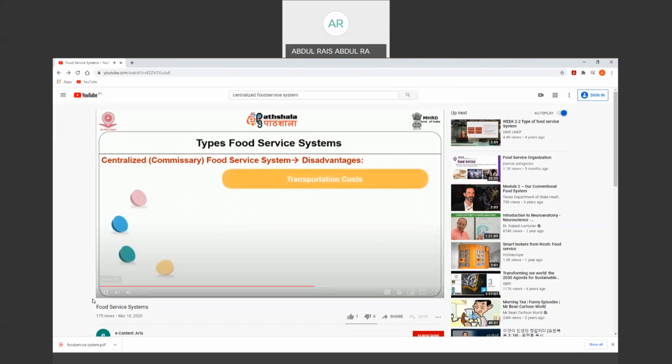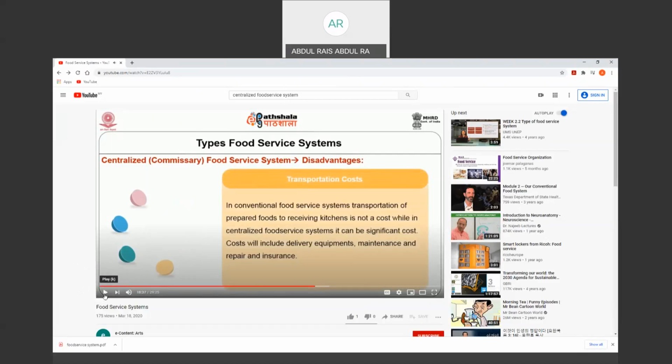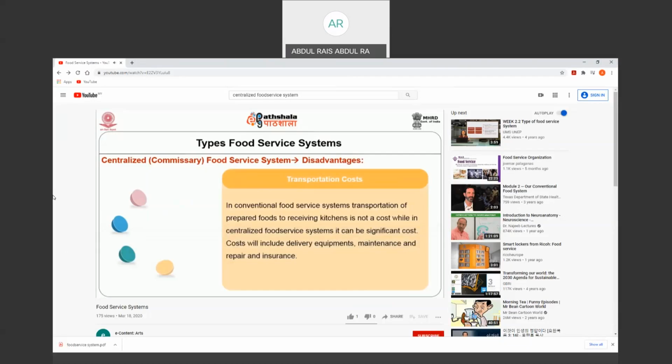Our next disadvantage is transportation costs. Sebab you punya kitchen kat satu tempat yang jauh, so you mungkin akan perlu multiple vans and lorries to transport to your satellite kitchen or your satellite place where you serve the food lah. In conventional systems, transportation of prepared foods to receiving kitchens is not a cost, while in centralized food service systems, it can be significant. Costs will include delivery equipments, maintenance and repair, and also insurance.